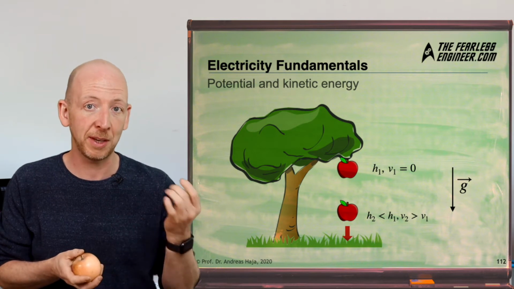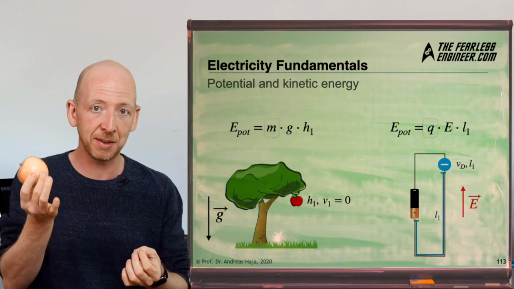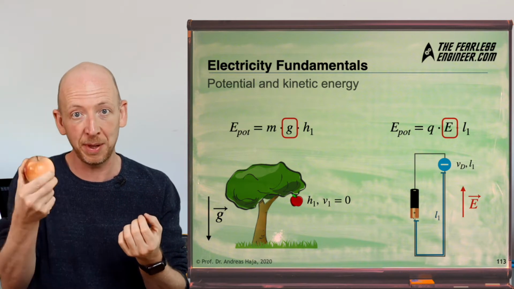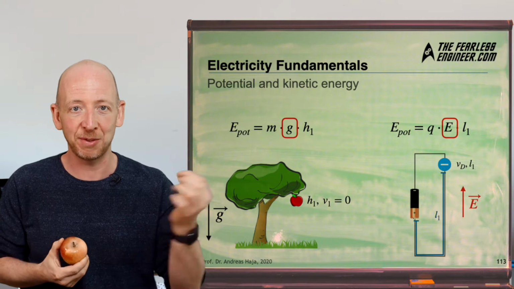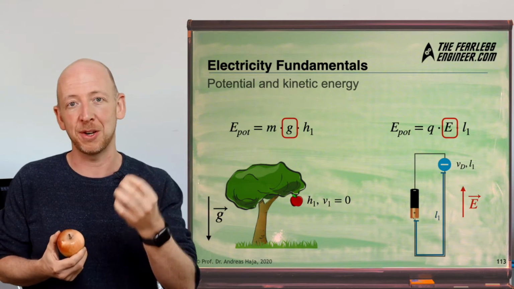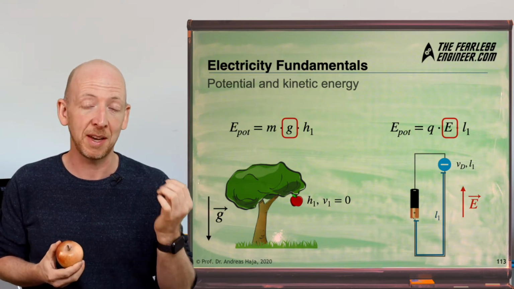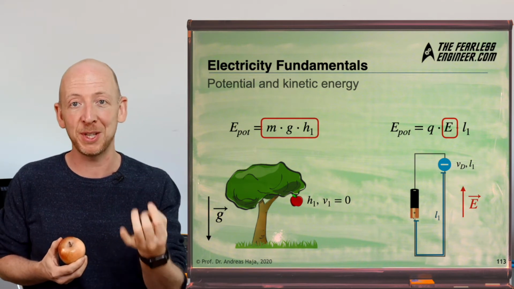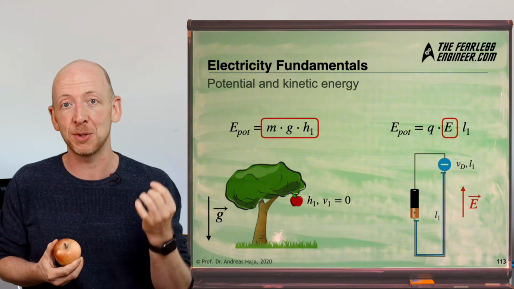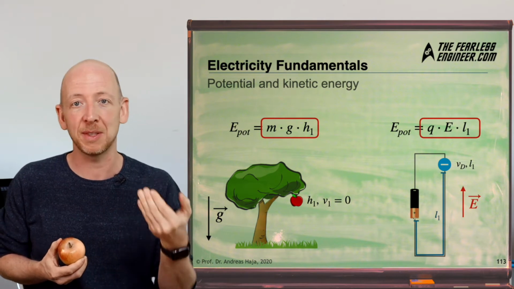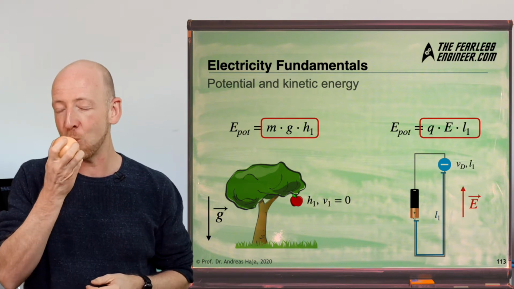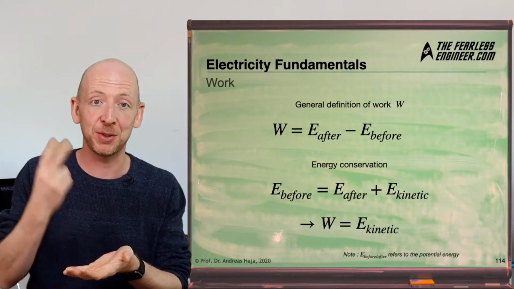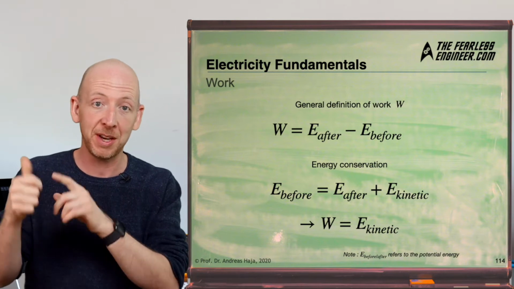And the same is true for electric circuits. The mass of the apple here corresponds to the amount of charge, and the gravitational field of the Earth pulling at the apple corresponds to the electric field pulling or pushing the charges. And this means that, analogous to the classical equation mass times gravity times height, we can calculate the potential energy of charges as the product of charge times electric field times cable length. And with this we have established a connection between energy and two electrical quantities, that's charge and the electric field.